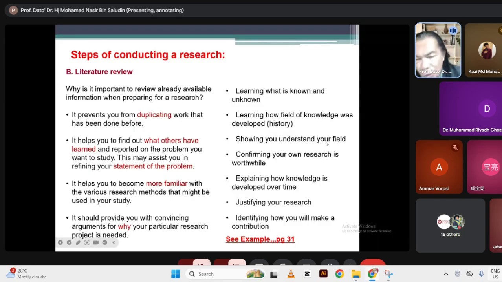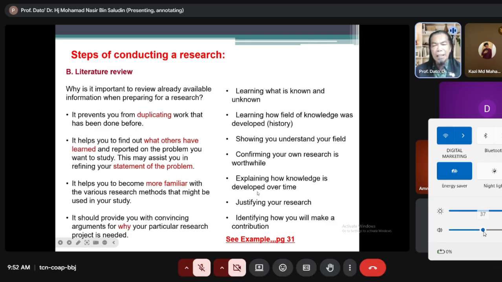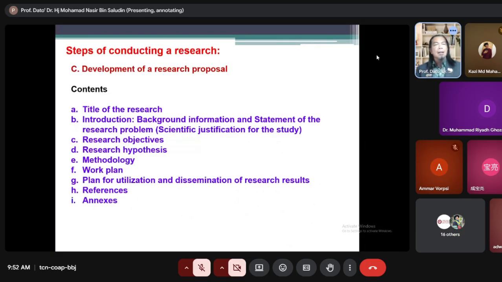Learning how the field of knowledge was developed is 3. Showing you understand your field. Confirming your own research is worthwhile. Explaining how knowledge is developed over time. Justifying your research. Identify how you will make a contribution. At least you have a contribution at the end.